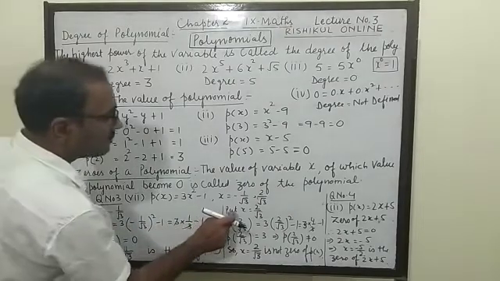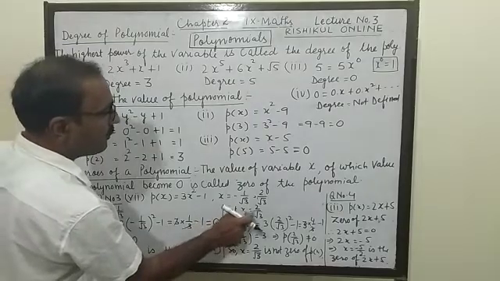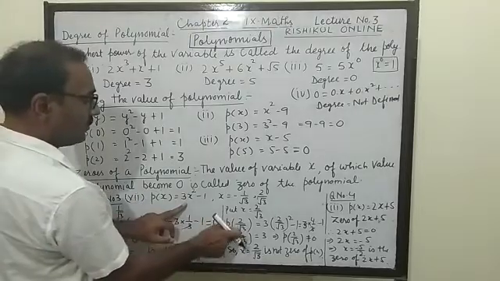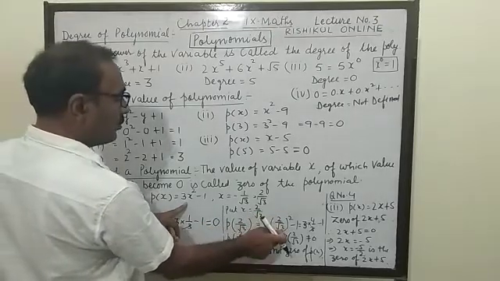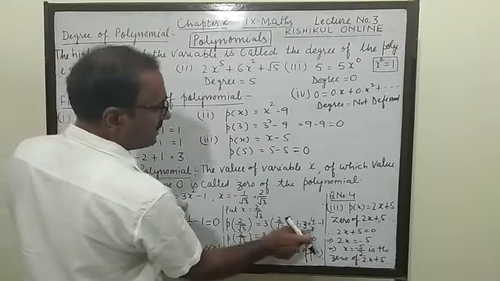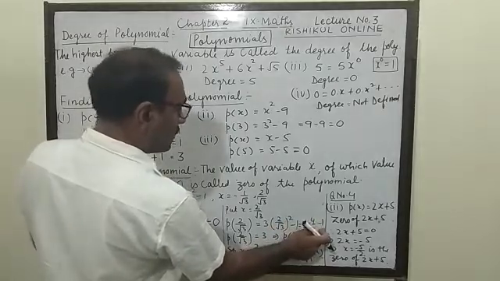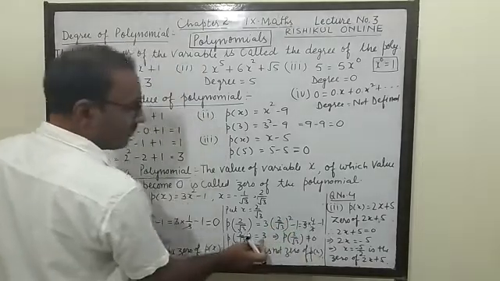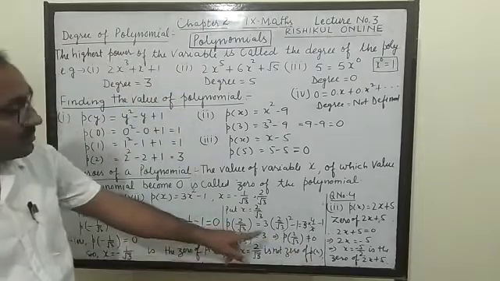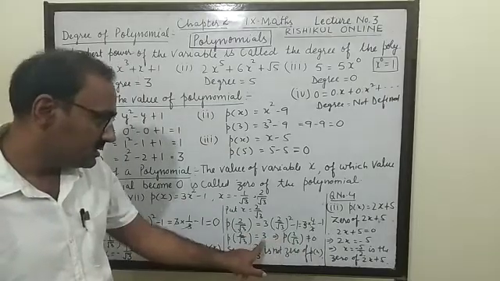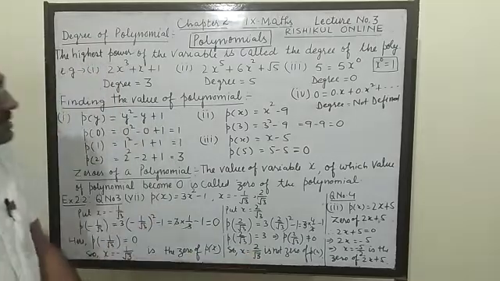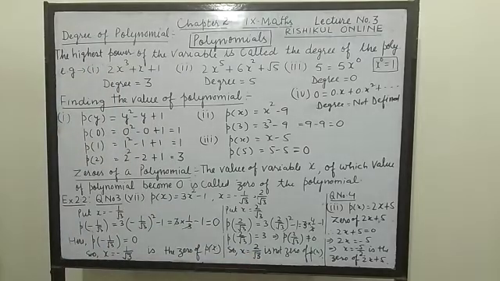And secondly, in place of x you will put 2 upon root 3. Then p of 2 upon root 3 is 2 upon root 3 whole square minus 1. 2 square is 4, root 3 square is 3, 3 cancels by 3, 4 minus 1 is 3. After putting the value of x as 2 upon root 3, it becomes 3 and it is not equal to 0. So x equal to 2 upon root 3 is not a zero of this polynomial.